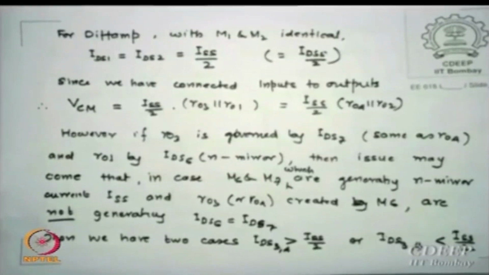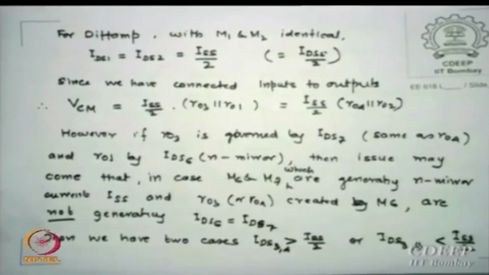Now if this happens, what can happen to us? Please remember, ISS is controlled by whom? IDS3 and IDS4 are currently controlled by M3 and M4, which are governed from the M6 and M7 mirrors. You first write down, then we will take the two cases and see what is going to be the problem.